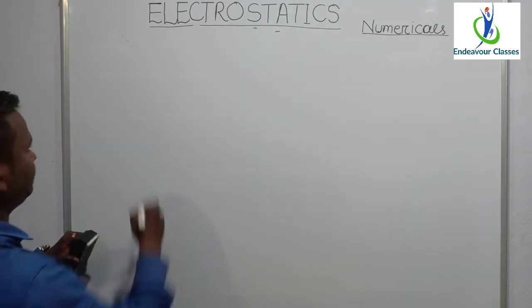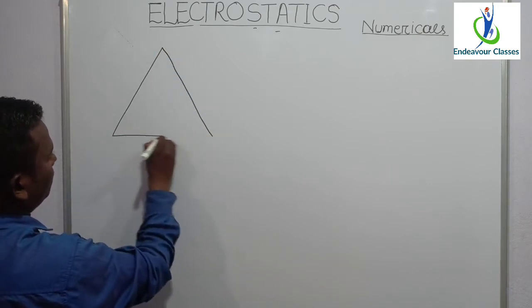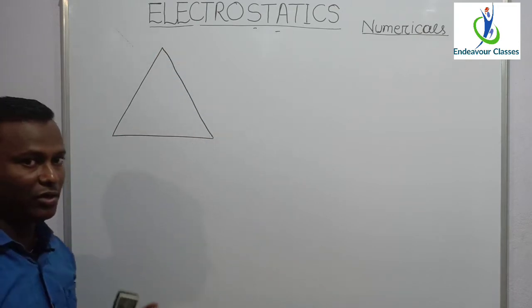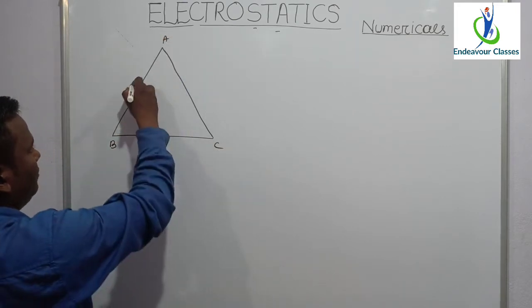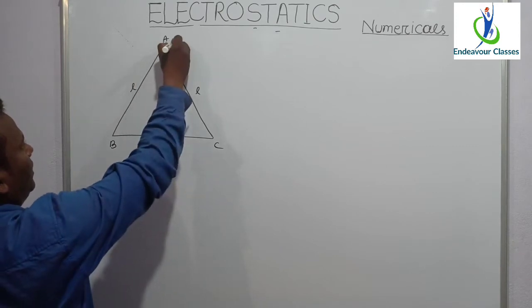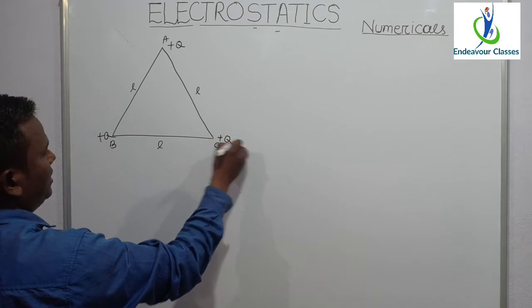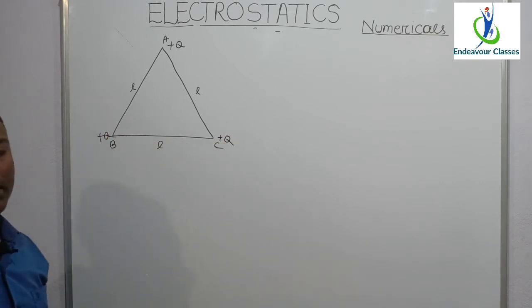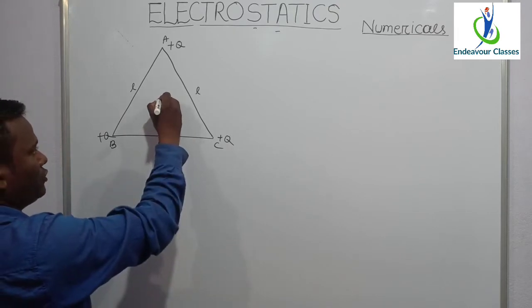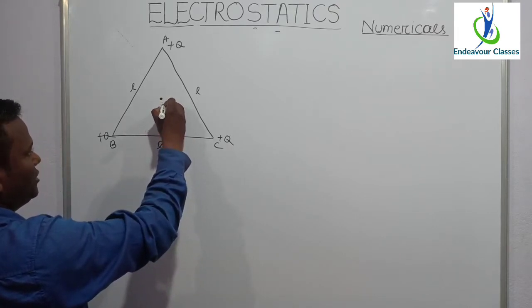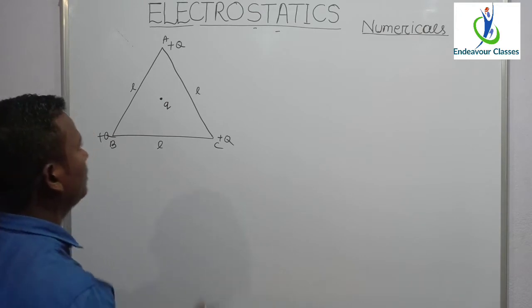And the next problem is, here we again have an equilateral triangle ABC, each side of length L, and again three charges each of magnitude plus q are located at the three corners of the equilateral triangle, and we have to find out the net force on a charged particle q which is located at the centroid of the triangle.